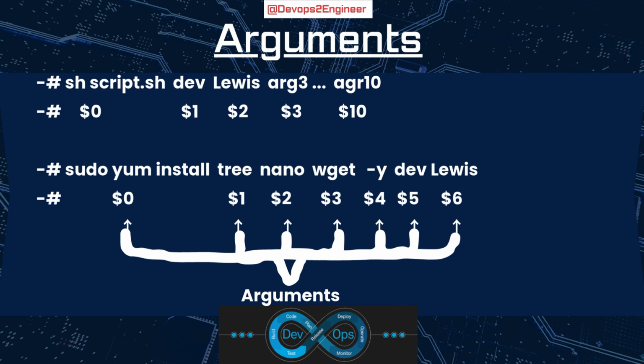Now, sudo yum install tree nano wget -y dev and Luis. These are all different arguments that we could use for specifying where we're running it, who's running it, and what we need.